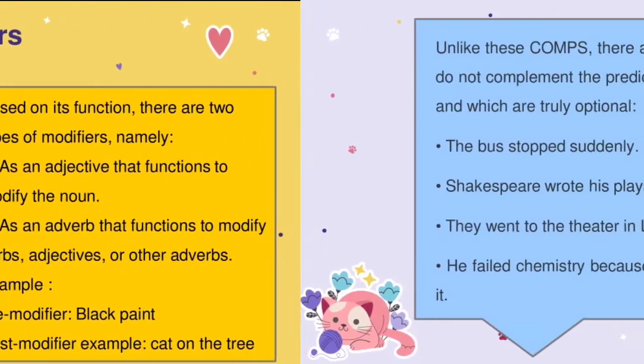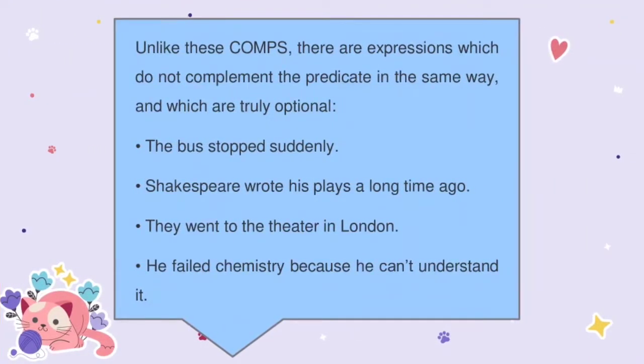The predicative complement and oblique complement all have one common property. They are all selected by the verb, and we view them as being present to complement the verb to form a legitimate VP. Hence, they are called complements, and typically they cannot be omitted. In contrast, there are expressions which do not complement the predicate in the same way, and which are truly optional. The first: the bus stopped suddenly, the italicized suddenly.